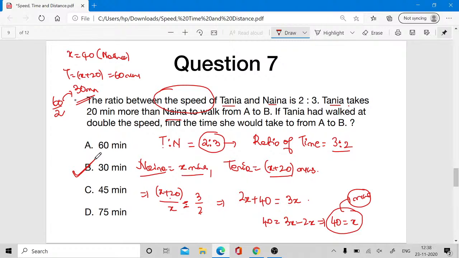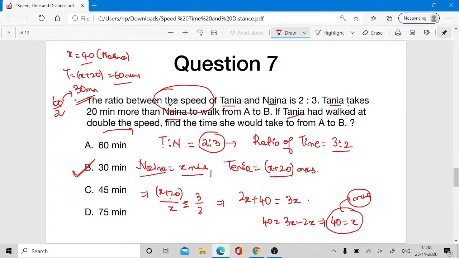I'm asking about Tanya, I'm not asking about Nana. Okay, so the names are becoming a bit trappy here. If Tanya had walked at double the speed, find the time she would take. So at normal speed, Nana is taking 40 minutes, that is x, and Tanya is taking x plus 20, 60 minutes. Okay, this is the normal time.